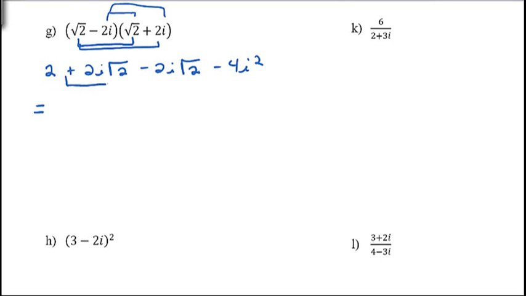So we have negative 2i square root of 2 and positive 2i square root of 2 in the middle, so those cancel and give us 0. And we have 2, and then i squared is negative 1, so we have negative 4 times negative 1, which is 2 plus 4, and so we get 6.